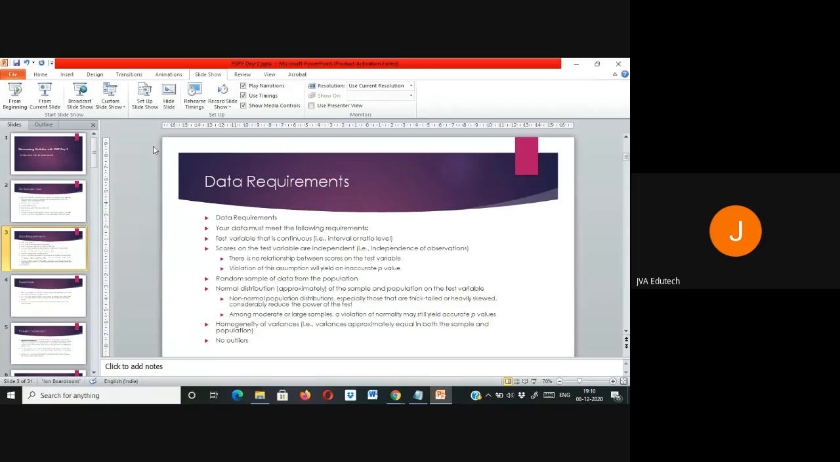Because among moderate or large samples, a violation of normality may still lead to accurate p-values. But if it's a small sample size and the data is very highly skewed, then that's a problem. There should be homogeneity of variances. So variances should be approximately equal in both the sample and the population, and there should be no outliers. Basically, outliers are the extreme values, the minimum extreme or the maximum extreme. Let's say in one class there are 50 students whose age ranges from 20 to 25.